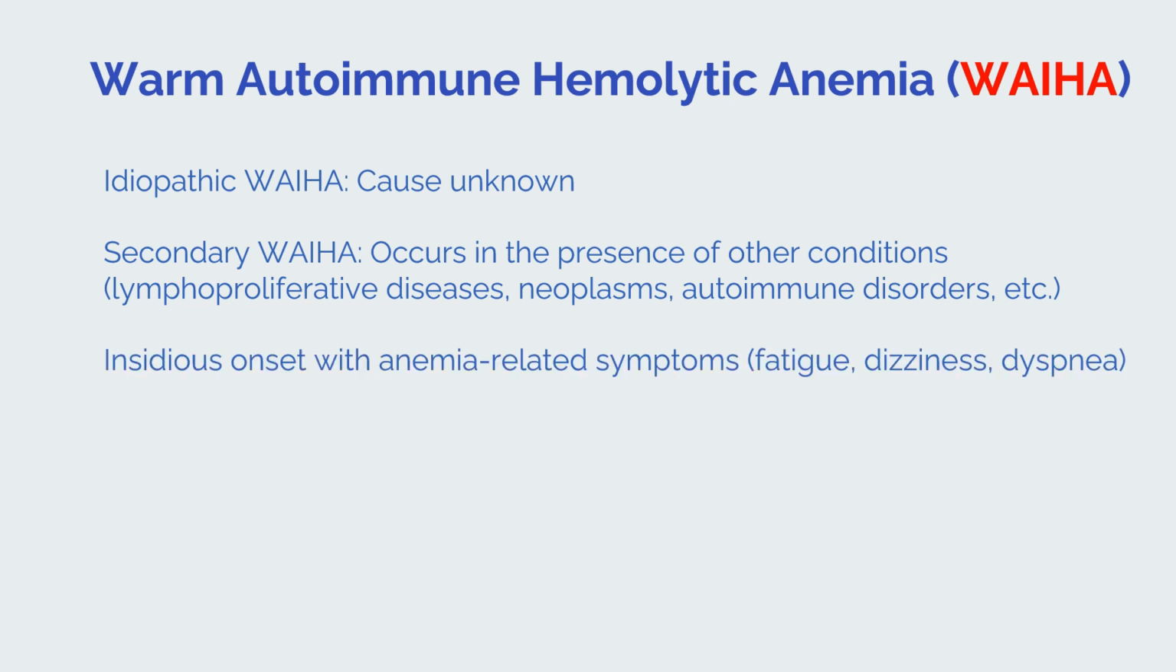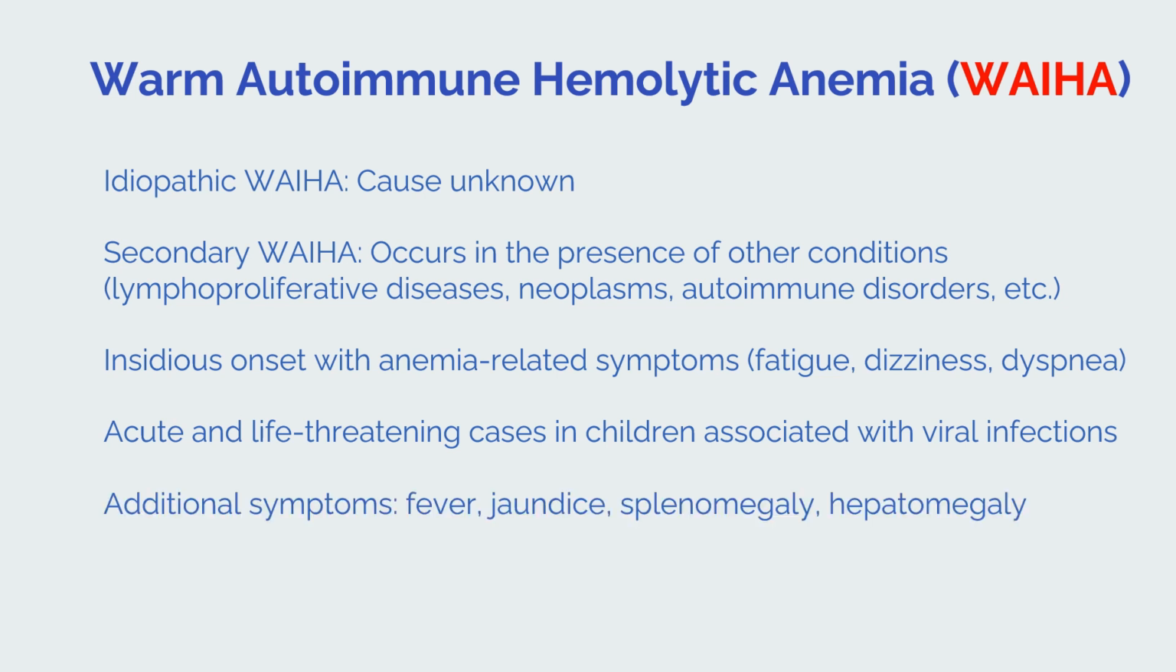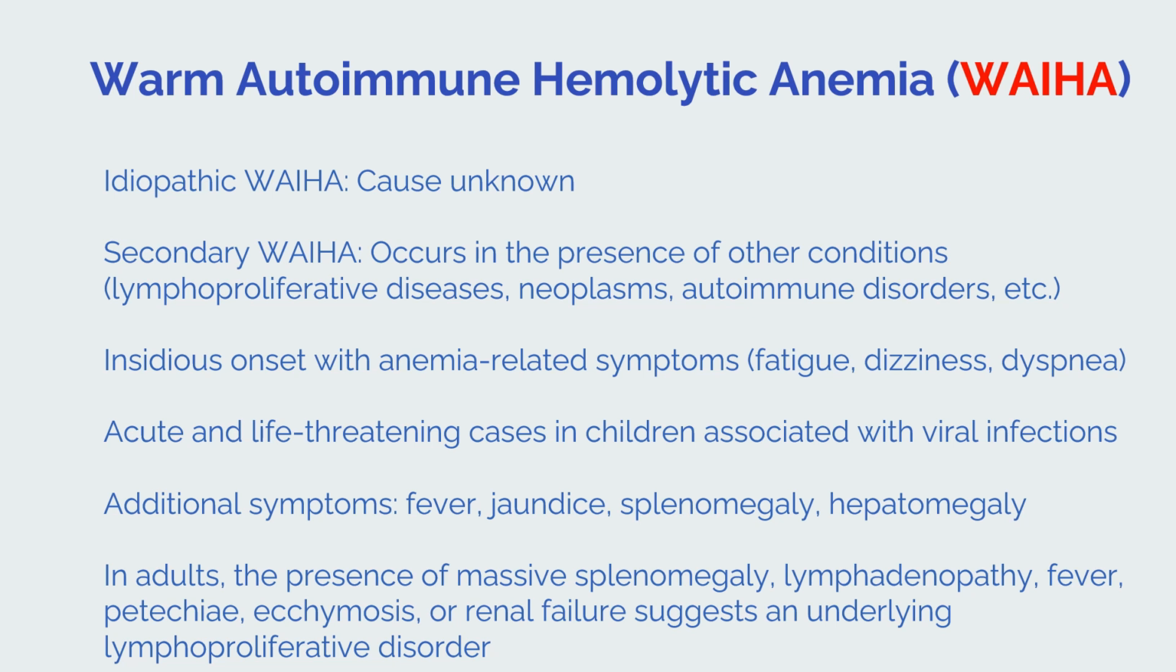The onset of WAIHA is usually insidious, with symptoms of anemia such as fatigue, dizziness, and dyspnea. However, in some cases, particularly in children associated with viral infections, WAIHA can present acutely and be life-threatening. Symptoms may include fever, jaundice, splenomegaly, and hepatomegaly. In adults, the presence of massive splenomegaly, lymphadenopathy, fever, petechiae, ecchymosis, or renal failure suggests an underlying lymphoproliferative disorder.